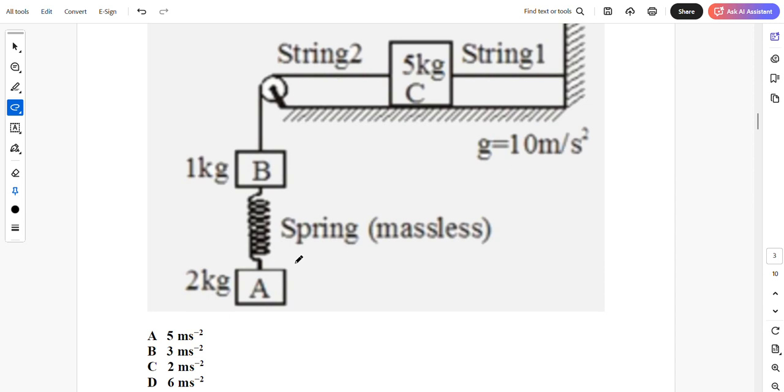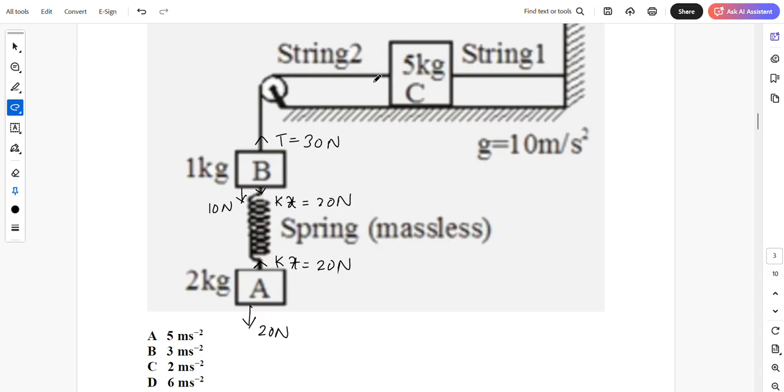First, let us write the weights. What is the weight? 2 into 10 is 20 Newton. If this is 20 Newton, how much will be the spring force? Kx equals 20 Newton itself. Write down the weight: 1 into 10 is 10 Newton. Now here, how much is the tension? Tension will be 10 Newton plus 20 Newton, which is 30 Newton.